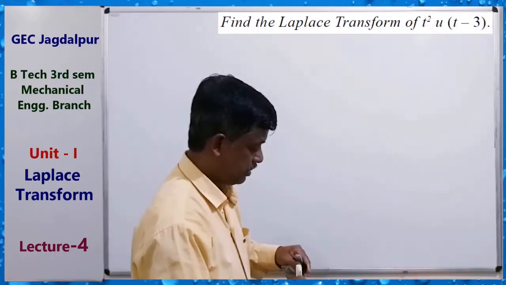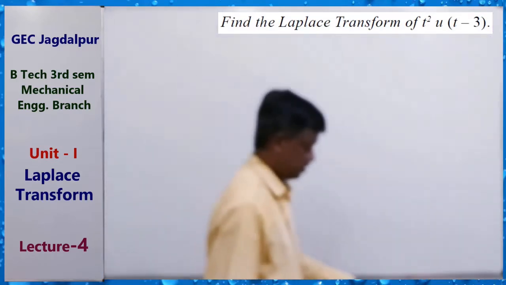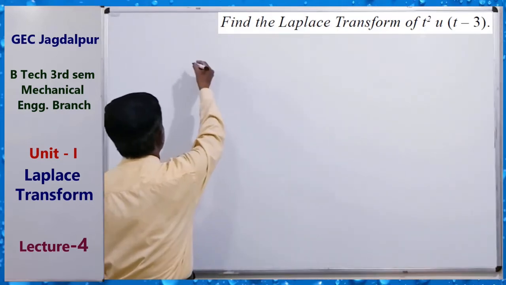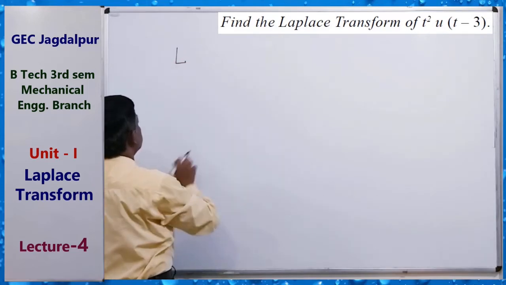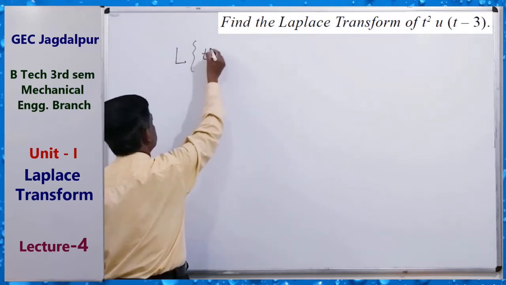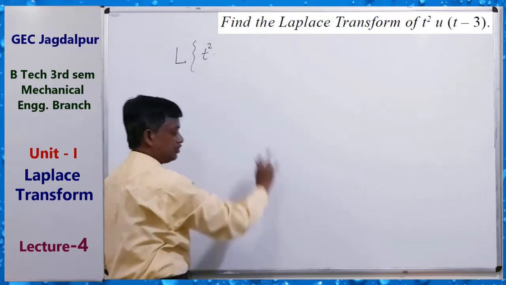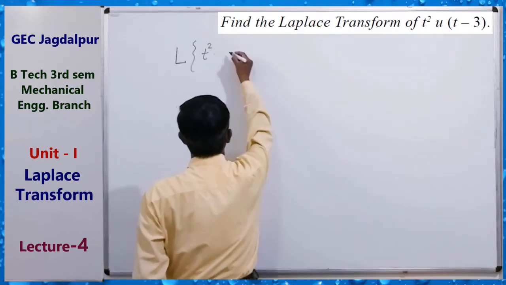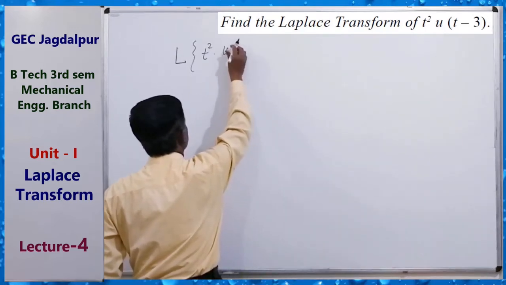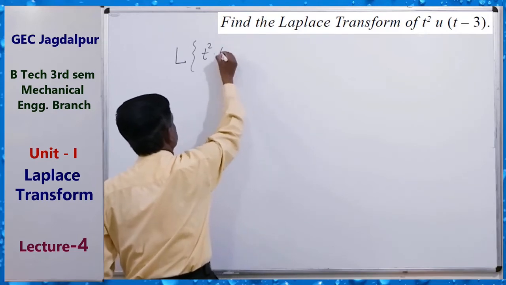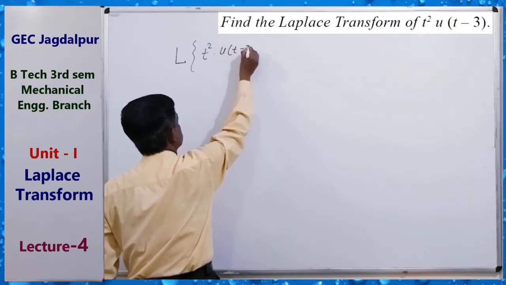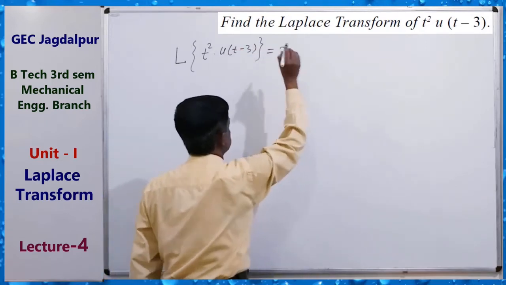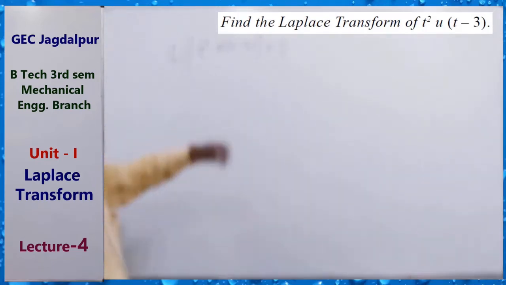Now take a question for solving. Find the Laplace transform of t square u(t minus 3), where u means the unit step function. We have to find the Laplace transform of this.